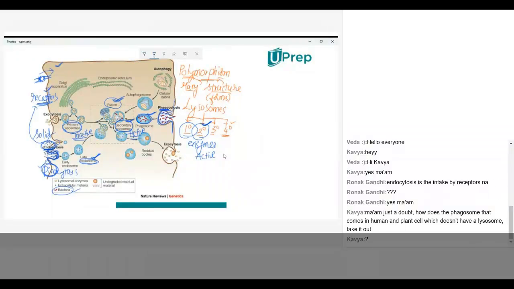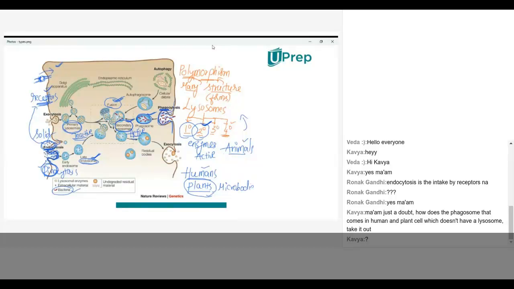How do the phagosomes that come in human and plant cells, which don't have a lysosome, take it? See, good doubt, Tavya. See, humans, one concept; plants, another concept; animals, the concept which we are reading now. Now when you take plants, we'll be having some special type of structures which we'll read under microbodies concept.